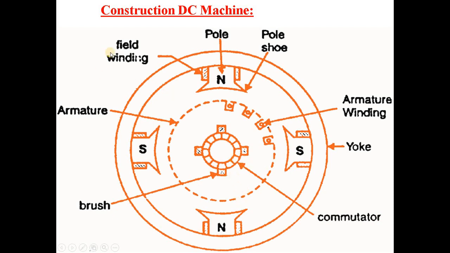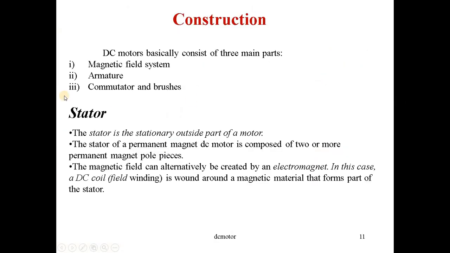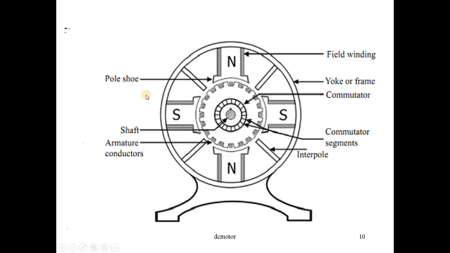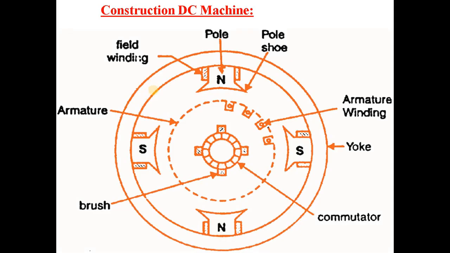Next topic is construction of DC machine. Basically, as far as technicality is concerned, the DC machine is divided into three types, that is magnetic field system, armature and commutator. And as far as physical construction is concerned, there are two parts, because DC motor and DC generator, both the machines are dynamic machines. So one part is rotating, one part is stationary. That is the difference in the construction.